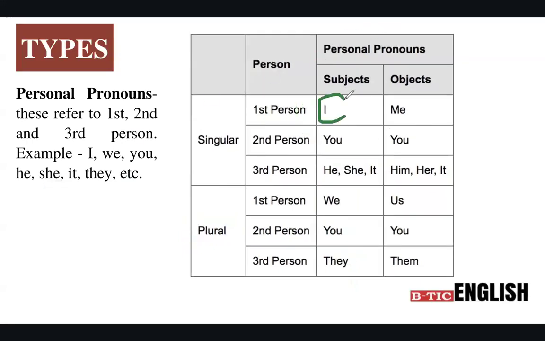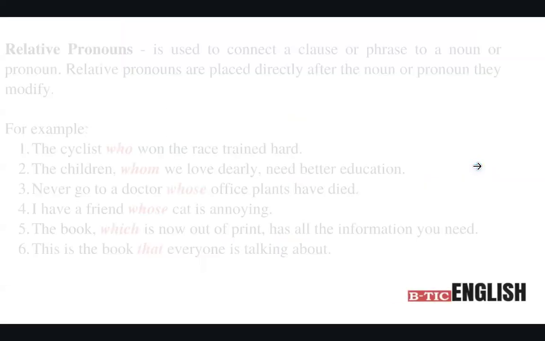Yes, subject comes in the beginning of a sentence usually, and then we have the object. For an example, I'll make a sentence where you have both the subject and the object like this. I love me. So in this sentence, as you can see, I is the subject, me is the object. So these are the types of pronouns.